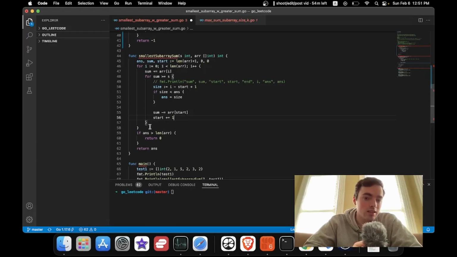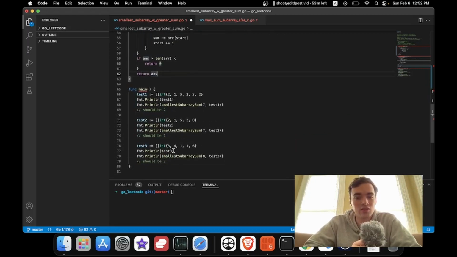And then it keeps looping, going through the rest of the array, increasing the right side of the sliding window. If you get through the whole thing and you never replace the original answer, which is this dummy value of 1 greater than the length of the array that you're given, then the problem wants us to return 0 if no subarray is found.